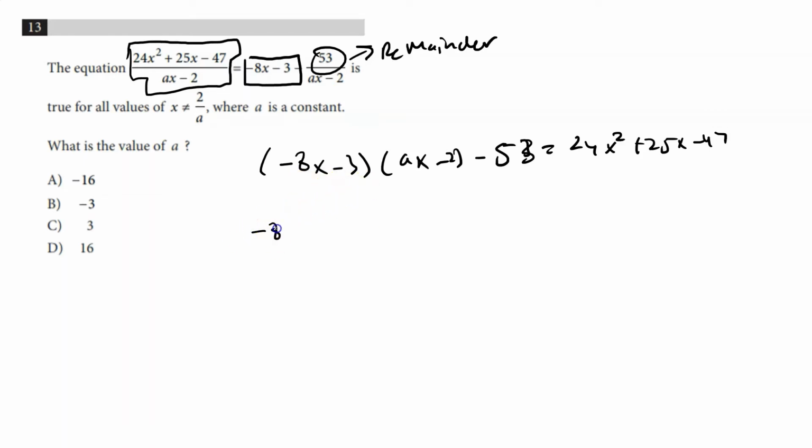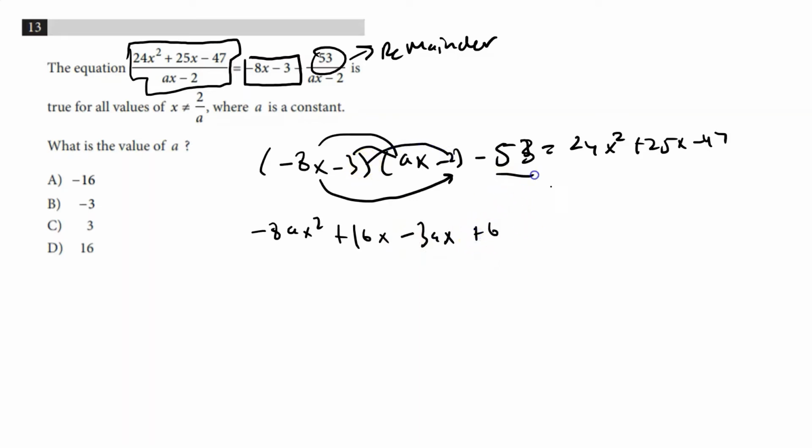So -8ax squared, and then we FOIL this out too, plus 16x, FOIL this, the inside now, minus 3ax, and then finally, our last term, plus 6. Don't forget this minus 53, equals 24x squared plus 25x minus 47.